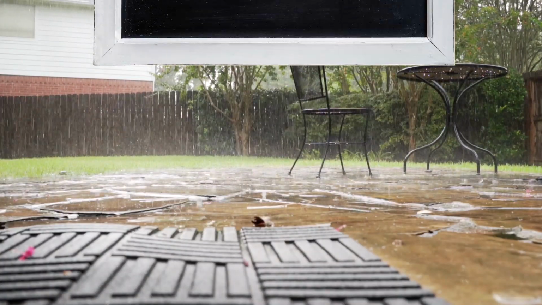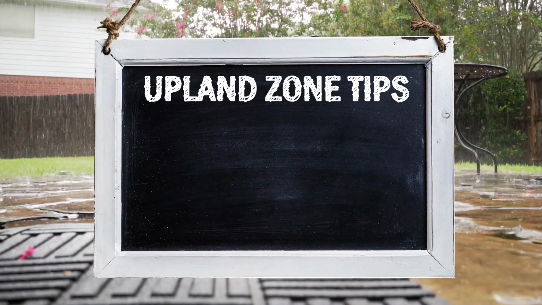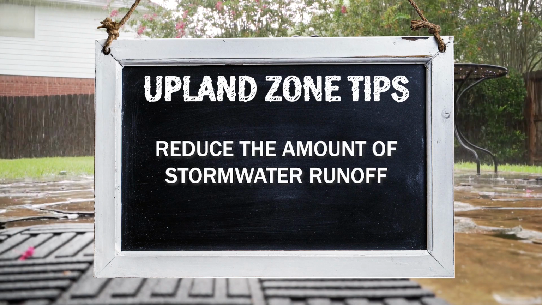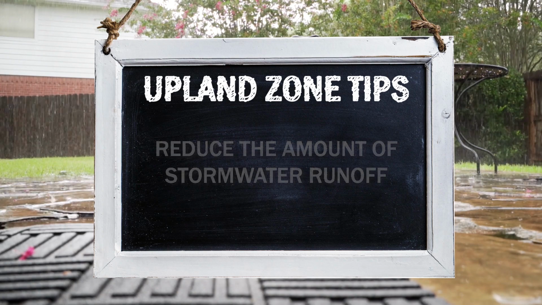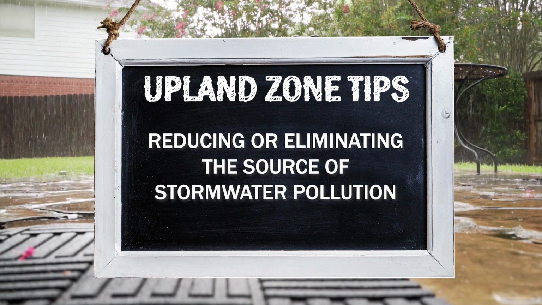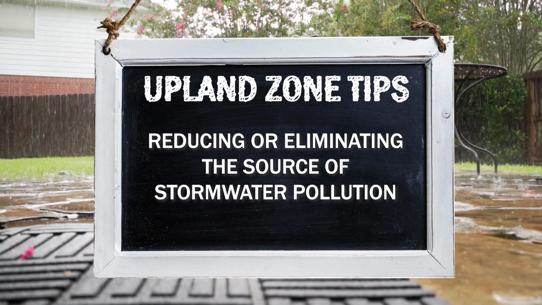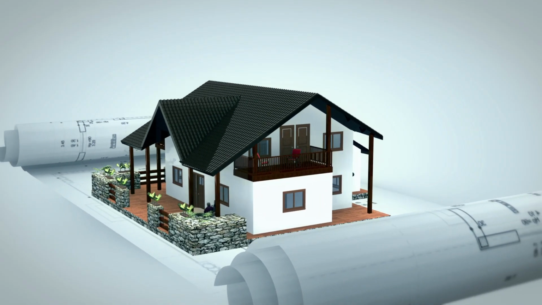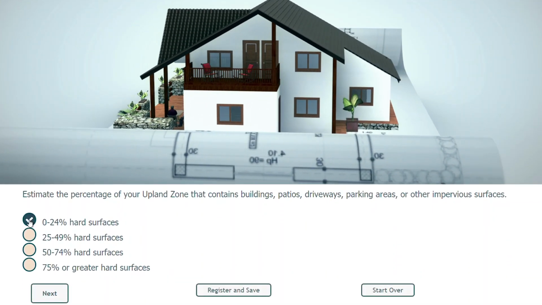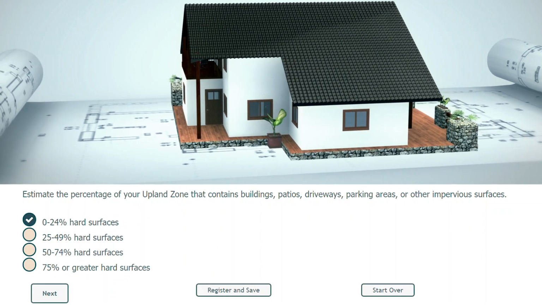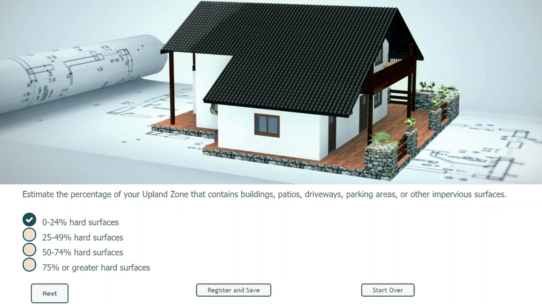To practice good stewardship in your upland zone, think about 3 main concepts: reducing the amount of stormwater runoff your property creates, preventing stormwater from getting to the lake, and reducing or eliminating the source of pollutants that might get into the stormwater. Prior to any development, reevaluate your plans. Minimize impervious surfaces by reducing the footprint of buildings and driveways and keeping them as far from the lake as possible.